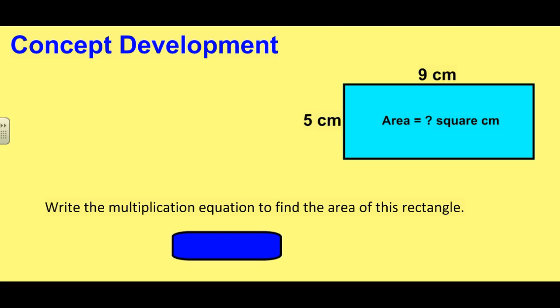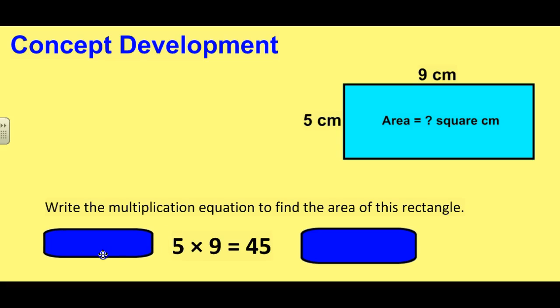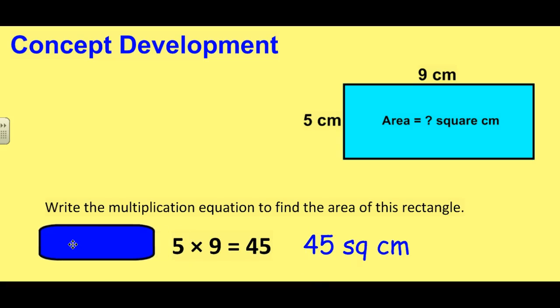Okay, our next rectangle, we don't know the area, but we do know both side lengths. So once again, write the multiplication equation that you would use to find the area of this rectangle, and also write down what the area of this rectangle is, and push play whenever you're ready to check your answer. Okay, so the multiplication equation that you would use to find the area of this rectangle is 5 times 9 is 45. And the area that you should have written on your board was 45 square centimeters.